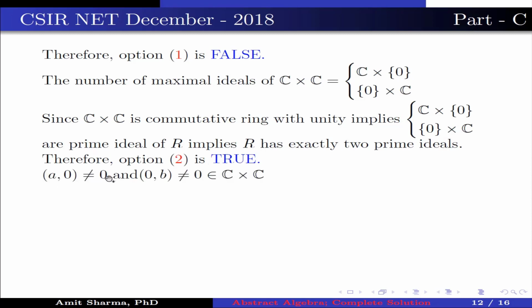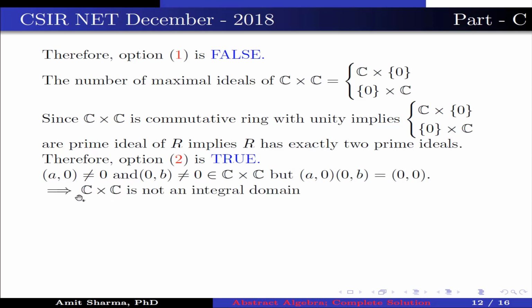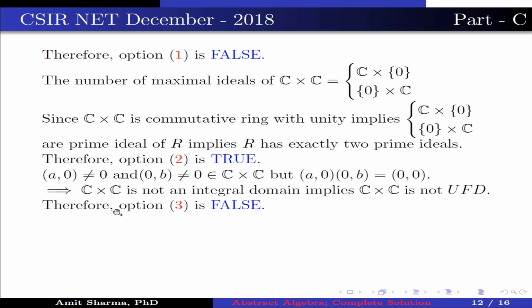Now, (a, 0) is not equal to 0 and (0, b) is not equal to 0 belong to C × C. But the product of (a, 0) with (0, b) is (0, 0). This implies C × C is not an integral domain. This further implies C × C is not a unique factorization domain. Therefore, option 3 is false.